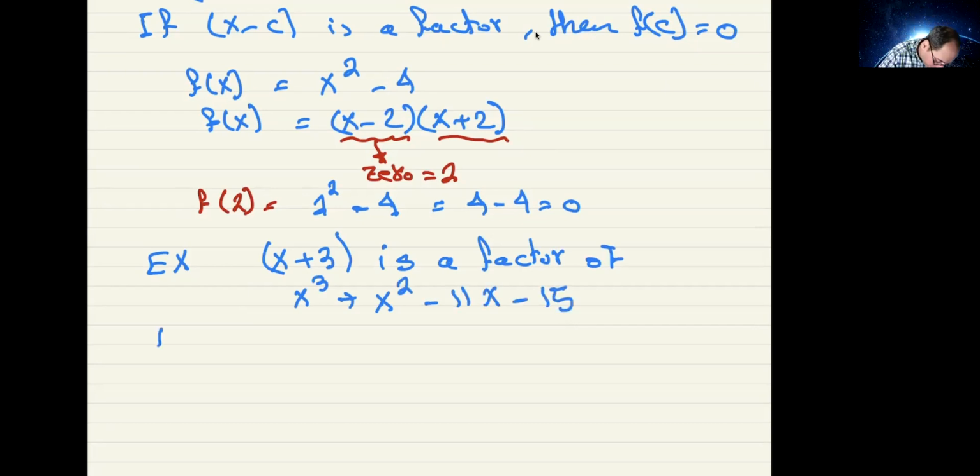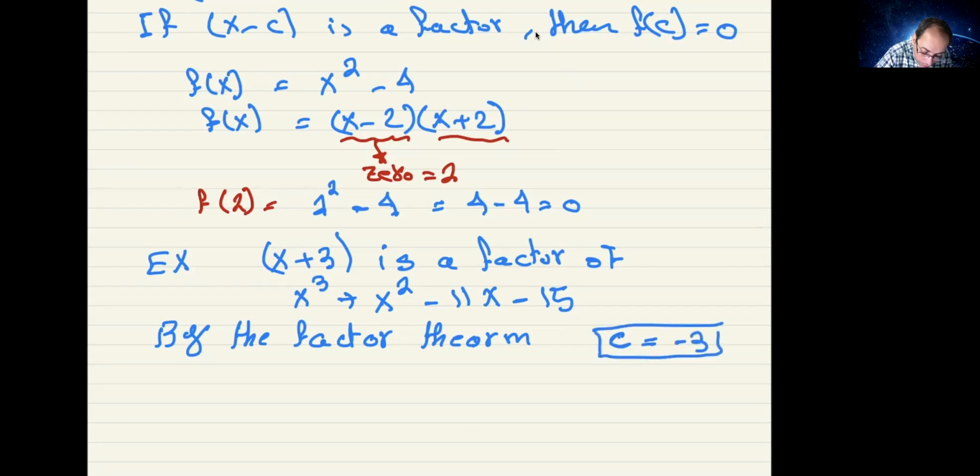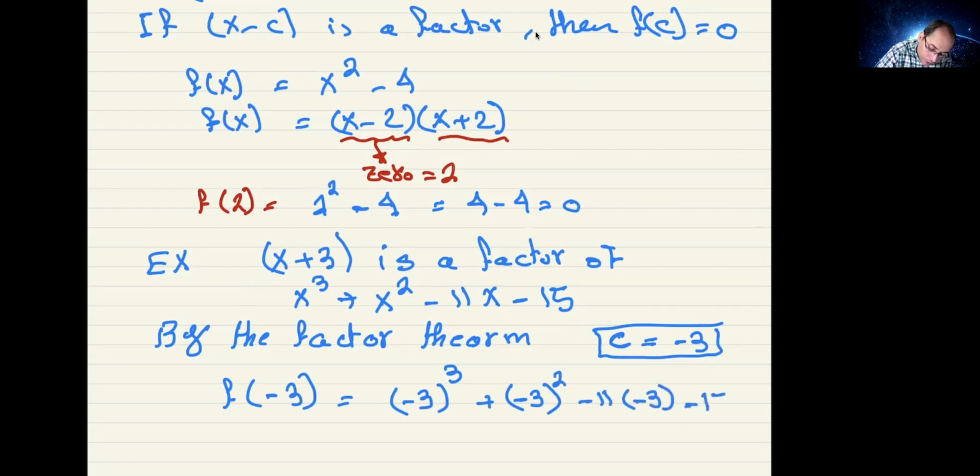Okay, by the factor theorem, f of c, where the factor is x minus c. So c here, c is how much? Negative 3. Don't say 3, it's a negative 3. So here c is negative 3. So f of negative 3 equals negative 3 cubed plus negative 3 squared minus 11 times negative 3 minus 15.